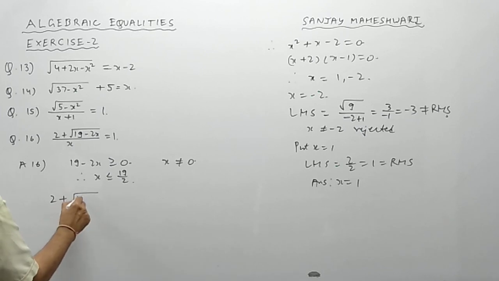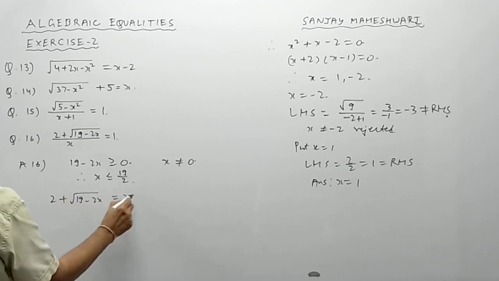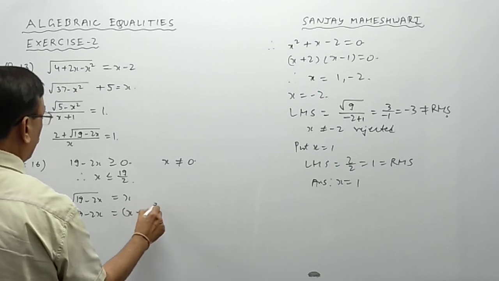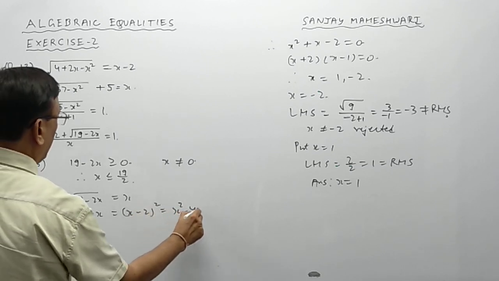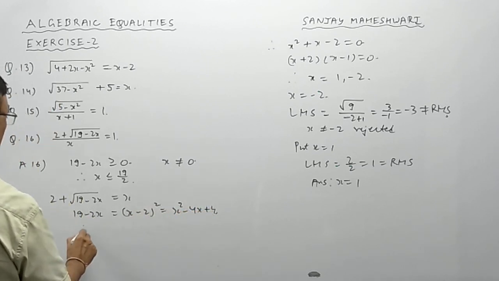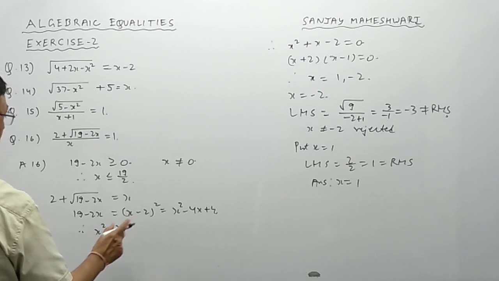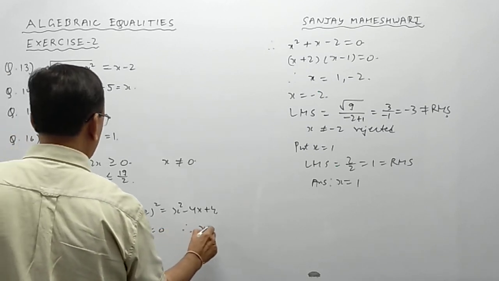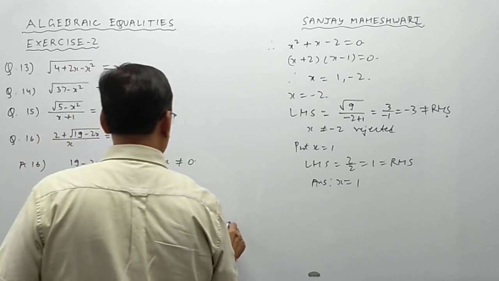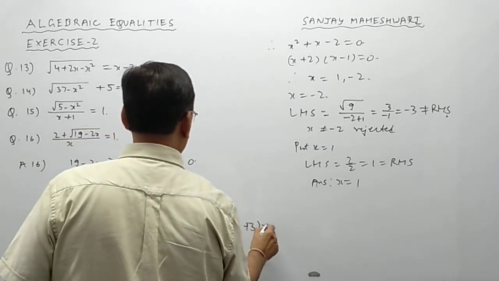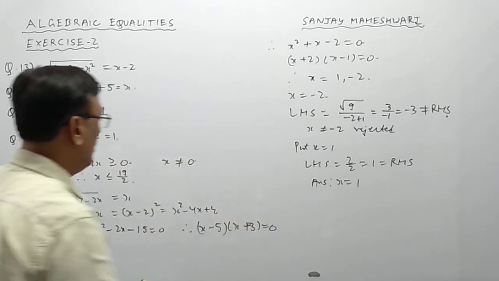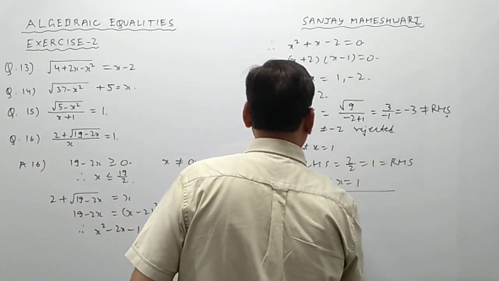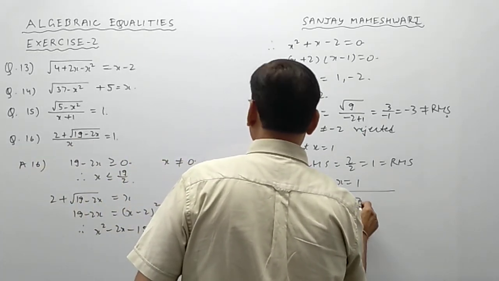x plus root over 19 minus 2x equal to x. Therefore 19 minus 2x, squaring both sides, x square minus 4x plus 4. Therefore x square minus 2x minus 15 is equal to 0. That is x minus 5, x plus 3 is equal to 0. So here we are getting two values, x equal to 5 and minus 3.